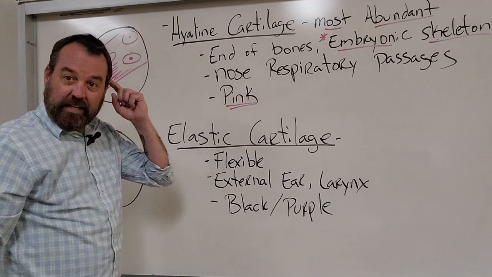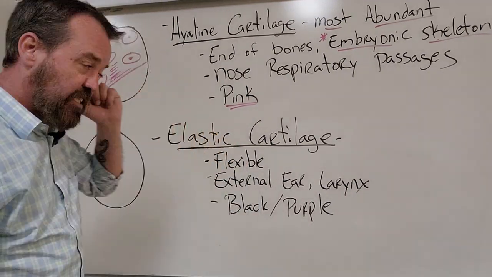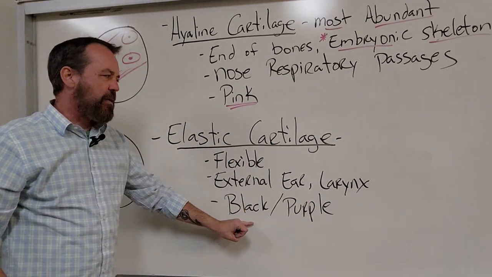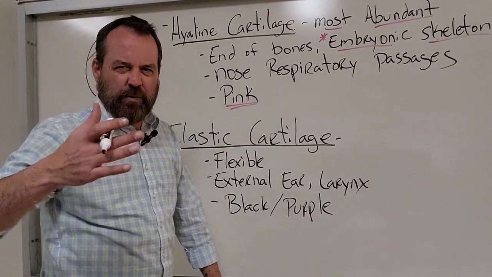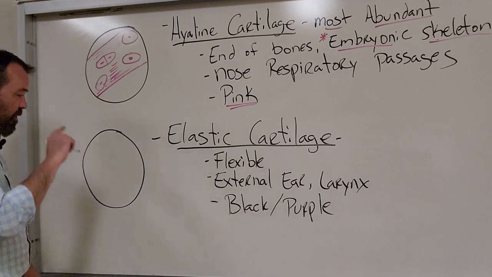But elastic cartilage, flexible. We find it in our external ear. So when we bend our ear, that is from our elastic cartilage. And typically it stains in black or a purplish hue. And a lot of times it's a segue between those two colors.